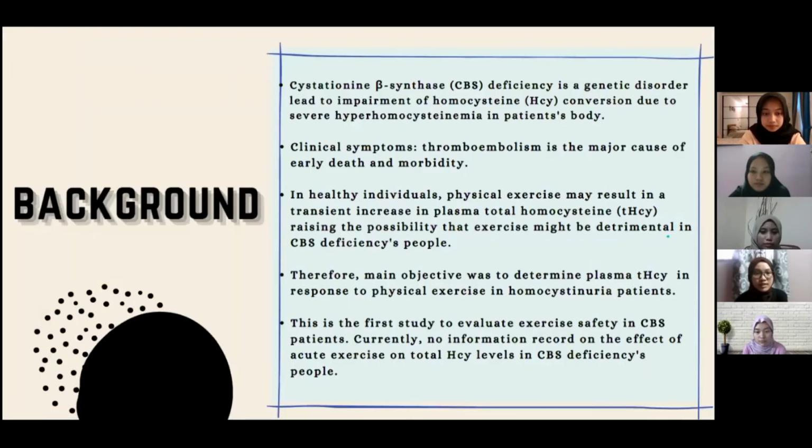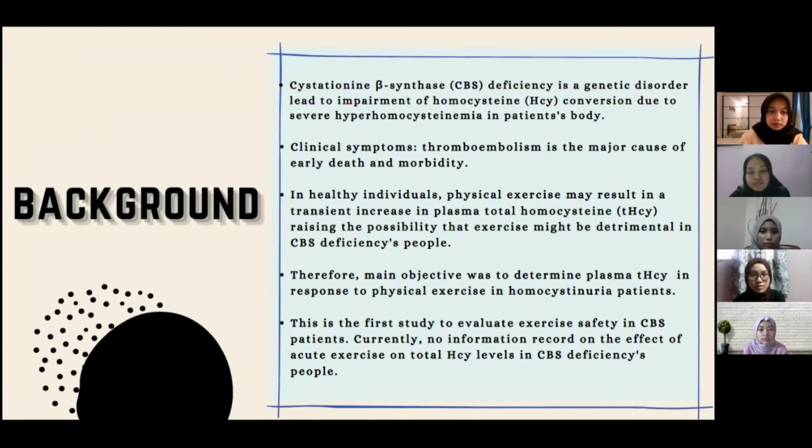So basically, this journal is about CBS deficiency, which affects at least 200,000 to 335,000 people worldwide. CBS deficiency is a genetic disorder linked to impairment of homocysteine conversion, due to severe hyperhomocysteinemia in the patient's body.